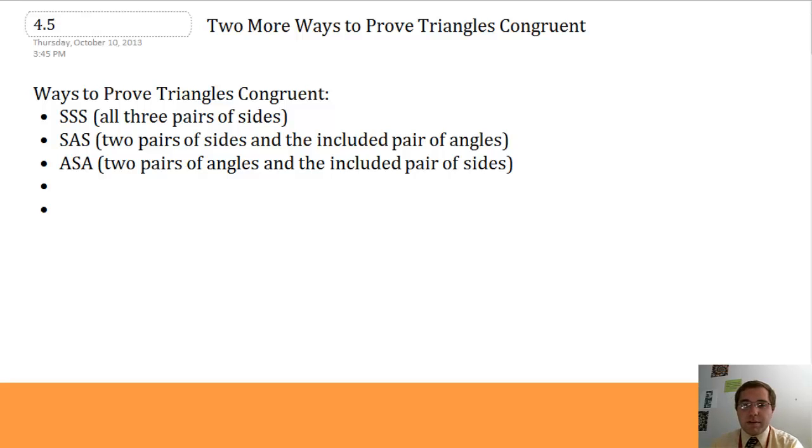Side, angle, side, which means we have 2 pairs of sides congruent and the included pair of angles, meaning the angles between the 2 pairs of sides, are congruent. And angle, side, angle, which means we need 2 pairs of angles and the included pair of sides, so the sides between the 2 angles that we have. In this section we have 2 more ways to show that triangles are congruent. The first way works for any triangles. The second way will only work for one set of triangles.